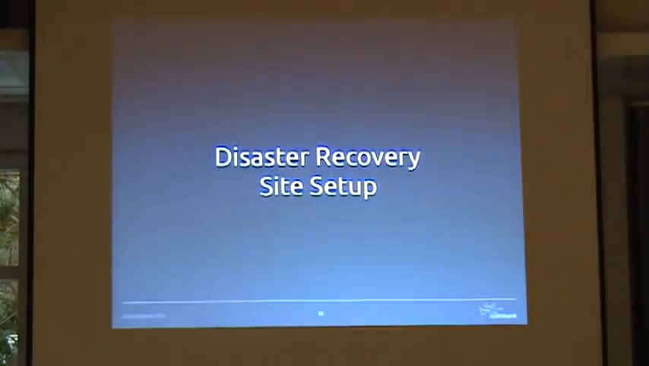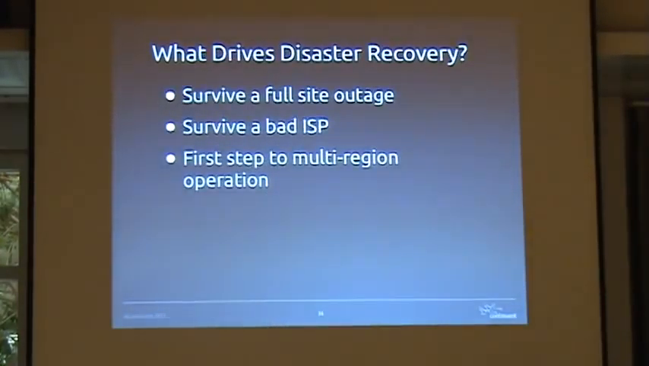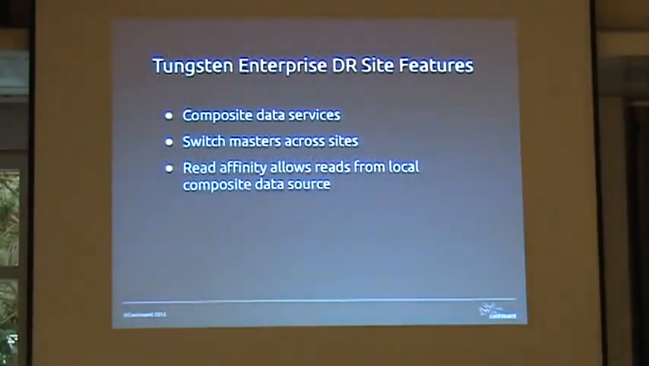What about disaster recovery? So you need to survive a full site outage. If you need to survive bad internet service provider connection, then you need DR. And DR is the first step to move to multi-region operation. How does Tungsten implement this? It provides a concept that is called composite data service. And it can switch master across sites.